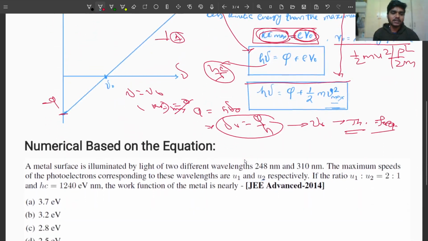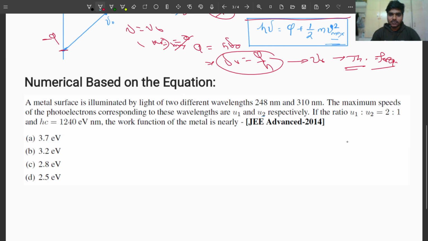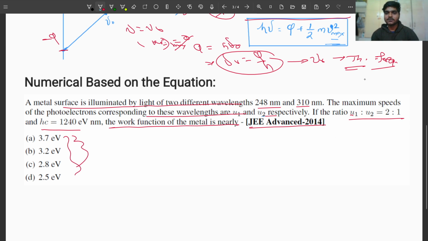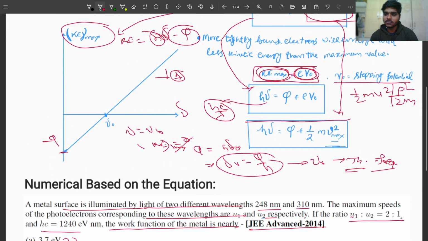And let's move on to the numerical based on this equation, which was asked in JEE Advanced 2014. So let's read the question. The question says, a metal surface is illuminated by two different wavelengths of light, 248 nanometer and 310 nanometer, and the maximum speeds of the photoelectrons corresponding to these wavelengths are u1 and u2, and the ratio is given as 2:1, and hc is given as 1240 electron volt nanometer, and the work function of the metal is nearly which one of the following options.